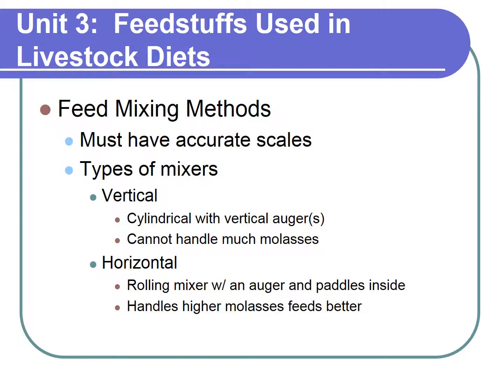A horizontal mixer is just, think about a big rolling drum that you dump your ingredients in, and it has an auger in the middle and paddles on the inside of it, and it just rolls just like a drum, and actually handles high molasses feeds quite a lot better. And a lot of your higher molasses horse feeds are processed in that form.